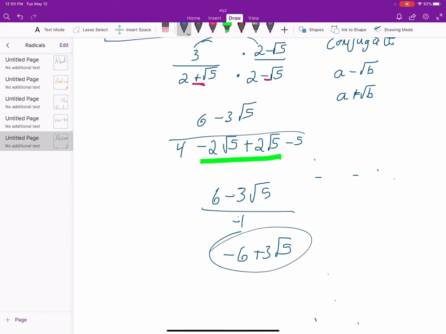Right there. So recapping this a little bit, we multiply by something called the conjugate. That's what that is. It changes this sign. So if it's negative, change it to positive. If it's positive, change it to negative. Reason being is that this middle stuff here is going to cancel out when you do that, so it gets rid of the radicals.